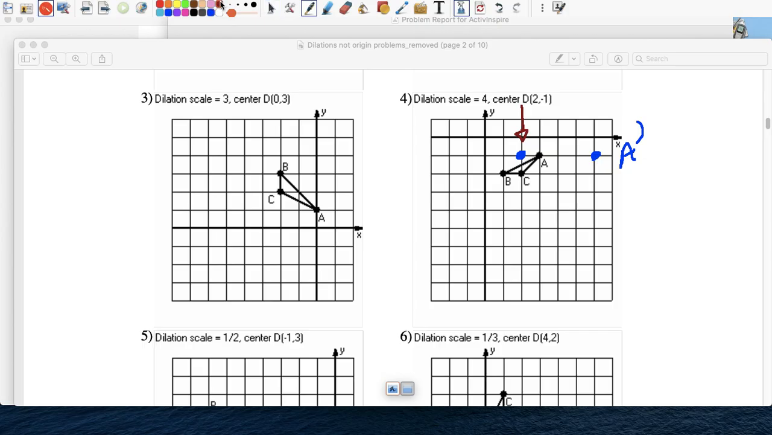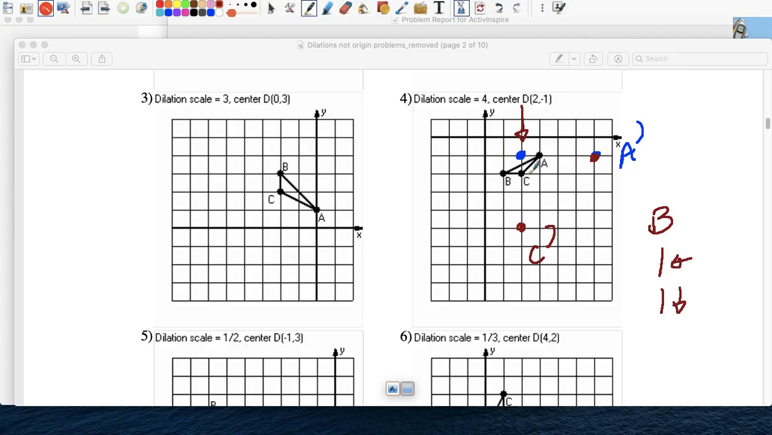Change colors. To go to C, from the center of dilation to go to C is 1 unit. So now I'm going to multiply that by 4. So it's going to be 4. So 1, 2, 3, 4. Here's C prime. To go to B is 1 left and then 1 down.